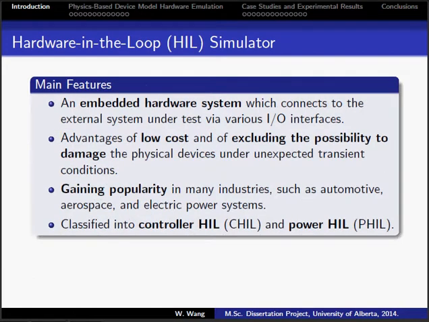A hardware-in-the-loop simulator, HIL simulator, is an embedded hardware system which connects to the external system under test by various I/O interfaces. HIL simulators have the advantages of low cost and of excluding the possibility of damaging the physical devices in unexpected transient conditions. HIL simulators have been gaining popularity in many industries such as automotive, aerospace, and electric power systems. HIL simulators can be classified into controller HIL and power HIL.